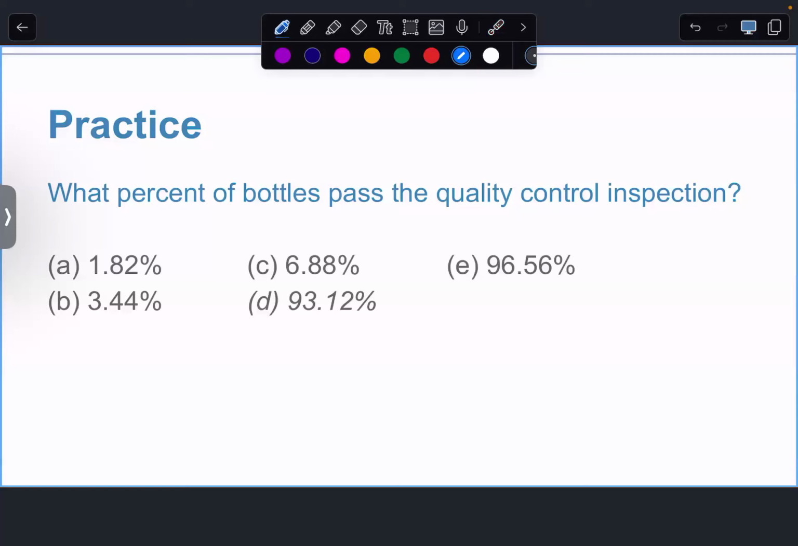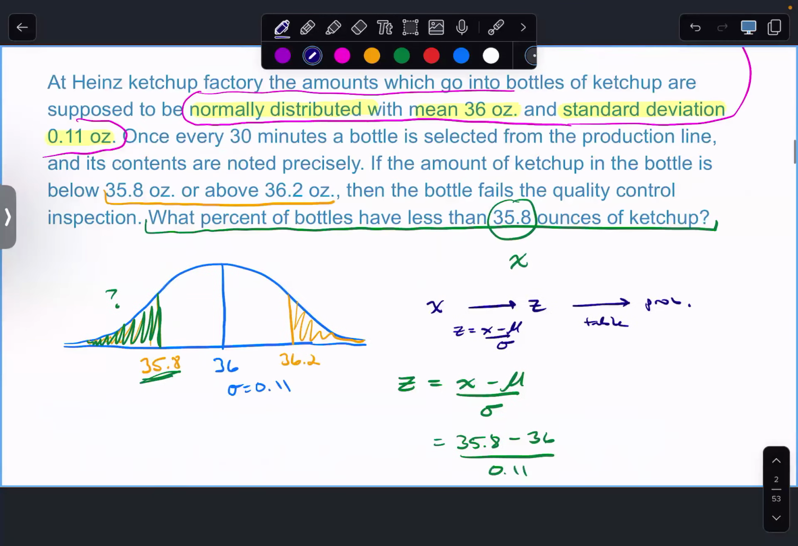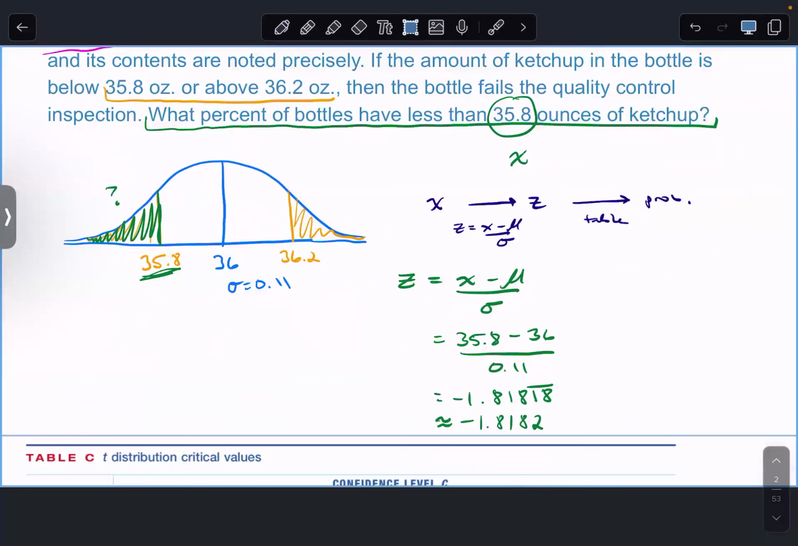And these options are no longer available to us. What percent of bottles pass the quality control inspection? Okay. So now I have a different question, right? We already drew out the scenario of where they pass and where they don't. So I'm going to copy this.